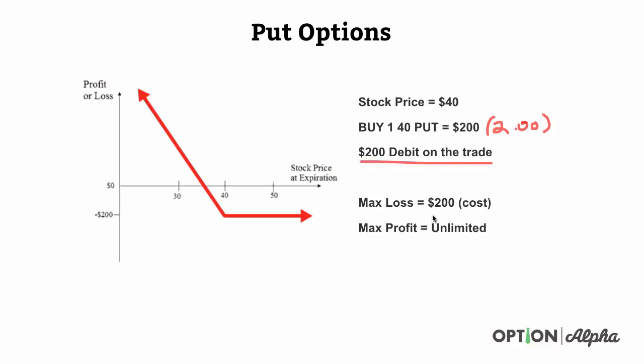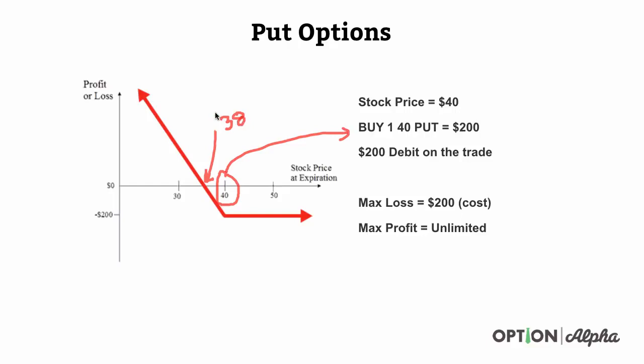That's the price that you pay. That's also your max loss. You can't lose anything more than that. And then again, profit potential is unlimited to 0. So obviously the stock can't go below 0. Break-even price, strike price of $40 minus the value of the option that you paid, which is $2, gives us a break-even price of $38.